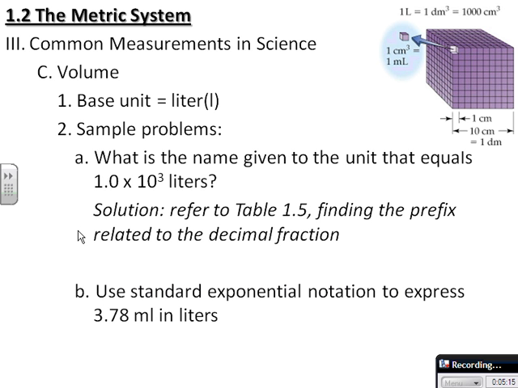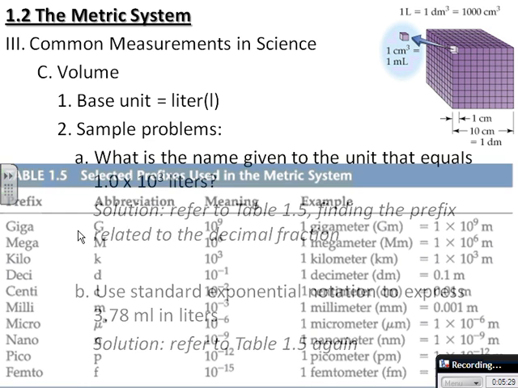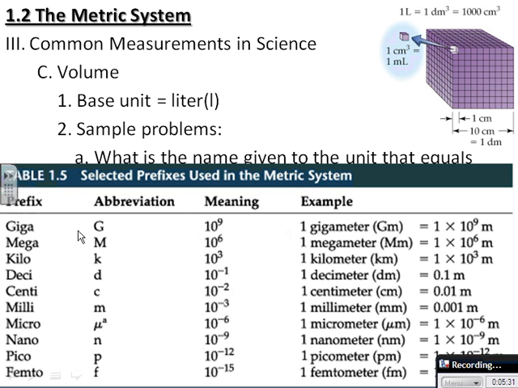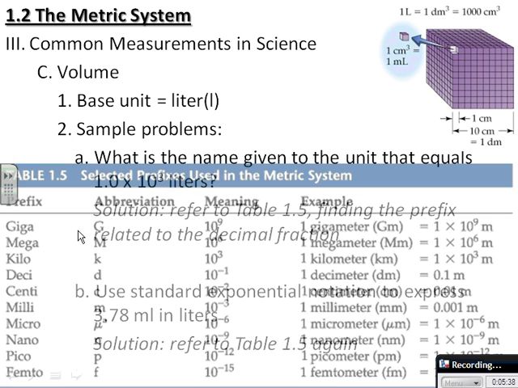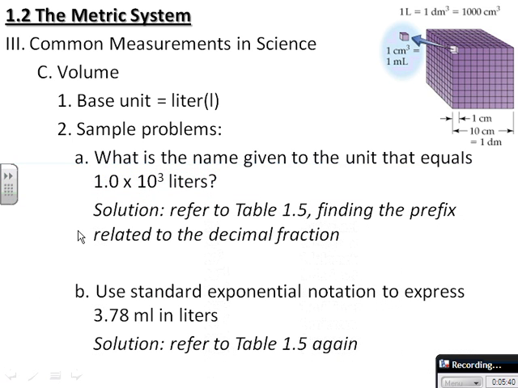A similar problem says to use standard exponential notation to express 3.78 milliliters in liters. So we're going from milli to liters. We look at table 1.5, find milli, and times 10 to the negative third is the meaning, or the scientific notation in this case. So we would write 3.78 milliliters as 3.78 times 10 to the negative third liters. Okay.